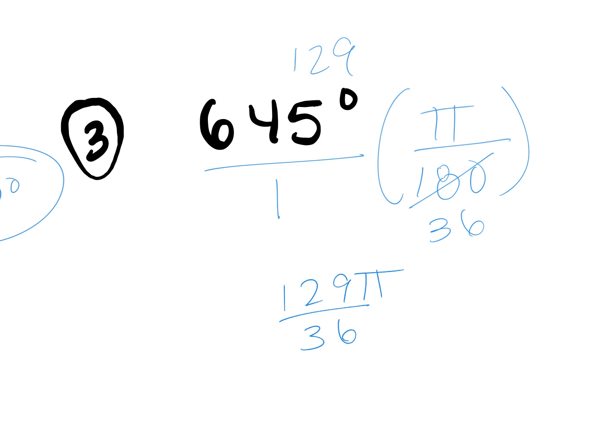Is that simplified? No. Some of you are like, how'd you know that? Add up the digits in 129. What's 1 plus 2 plus 9? 12. Does 3 go into 12? Yes, so that means 3 will go into 129. So 3 goes into 129 43 times. And 3 goes into 36 how many times? 12. Is that now simplified?